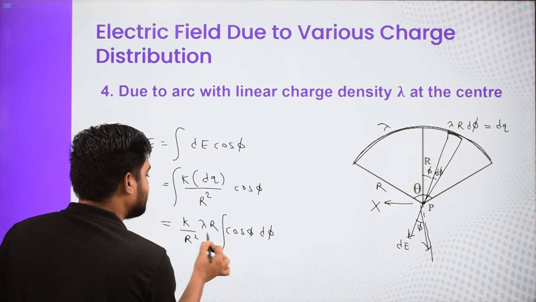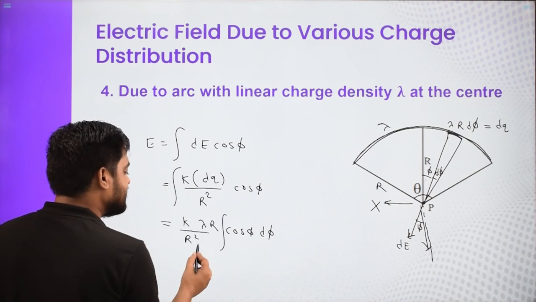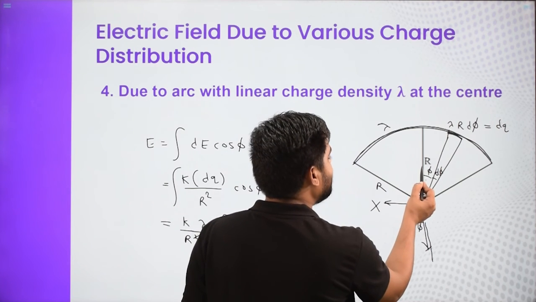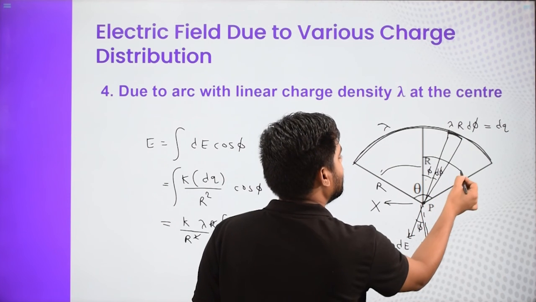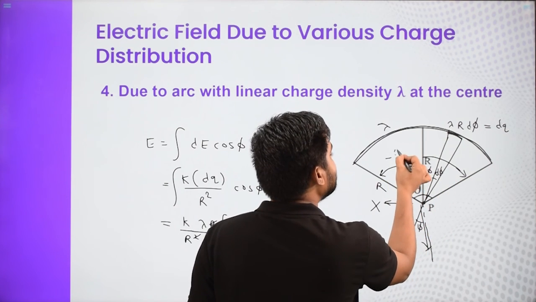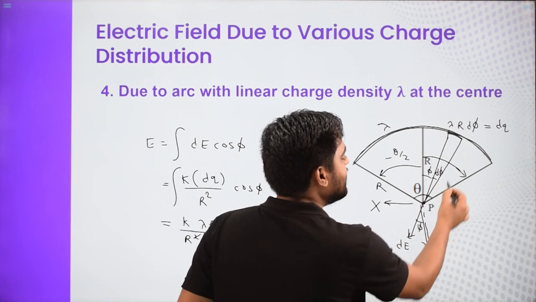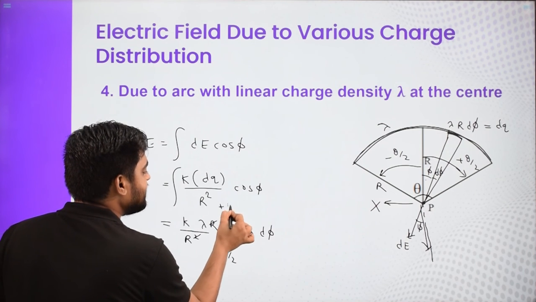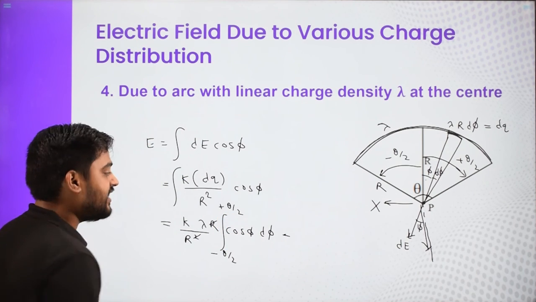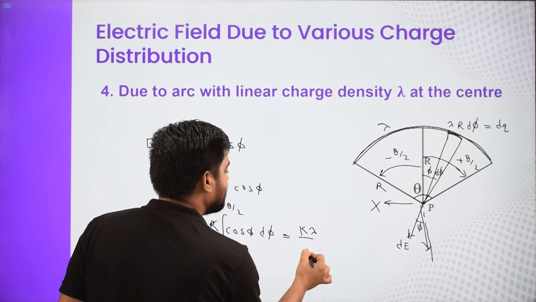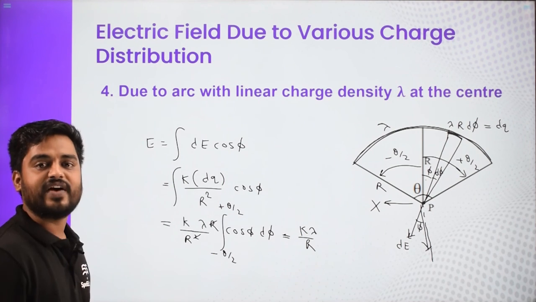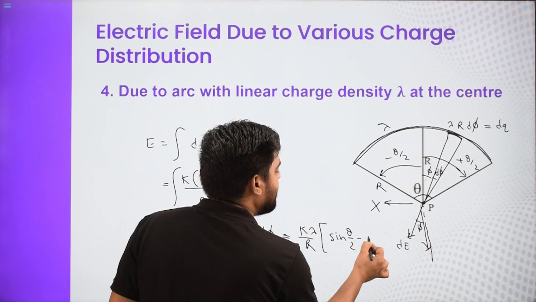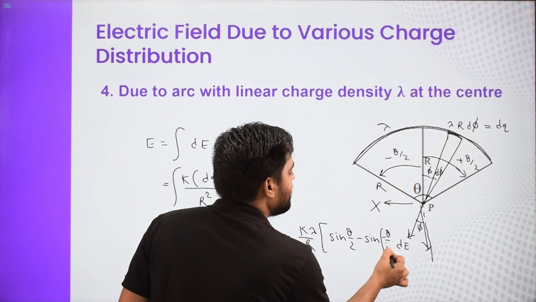Here everything else is a constant, so I am taking it out and integrating this only. So one r gets cancelled. And here I am going to put the limit on phi. Phi is changing all the way from here to here. So this is minus theta by 2, because this was the angle bisector, to plus theta by 2. So the limits are minus theta by 2 to plus theta by 2. Putting the limits, we get k lambda by r as it is, and the integration of cos phi is nothing but sin phi. When you put the limit, you get sin theta by 2 minus sin of minus theta by 2.